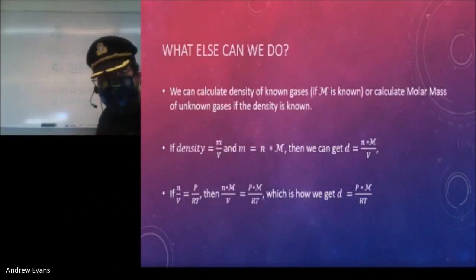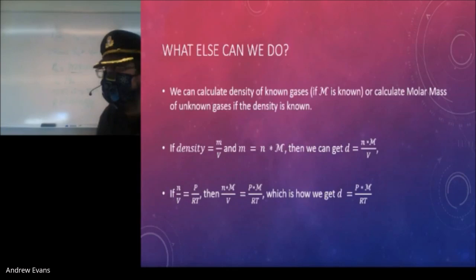So there's a few other things we can do with the ideal gas equation. One, but this equation requires us to know what the gas is. We can calculate the density of a known gas if we know the molar mass. Or if we know the density, we can calculate its molar mass. How can we do this? To do this, we need to remember density is mass over volume. And mass is equal to moles times molar mass. So combining those two concepts together, we get density equals moles times molar mass over volume.